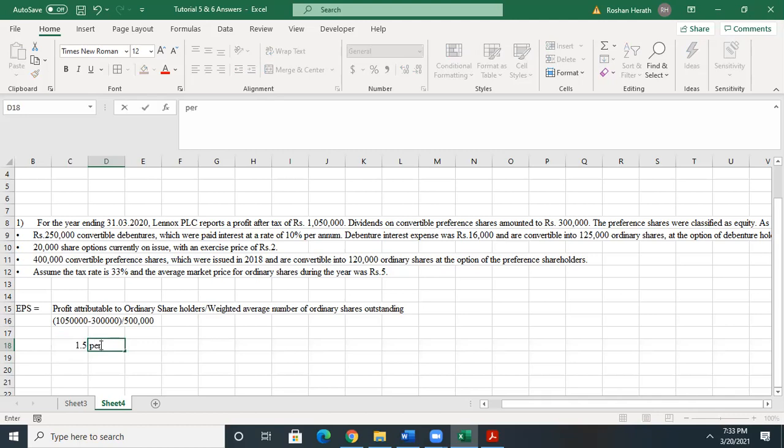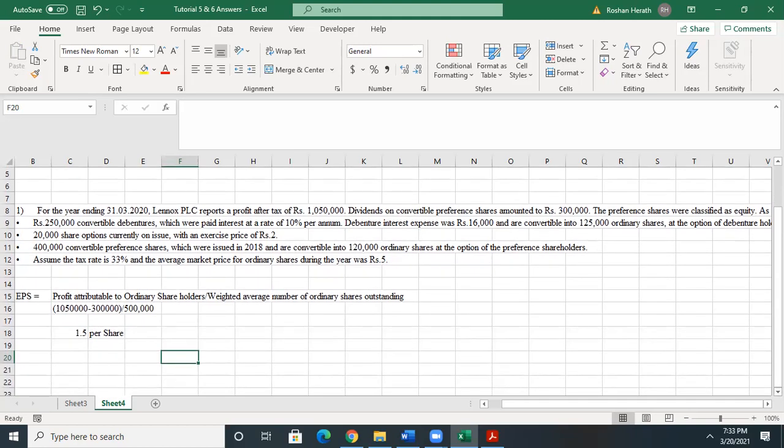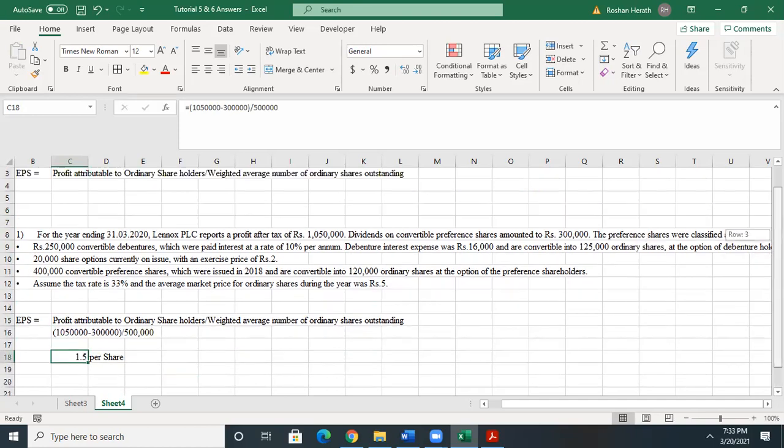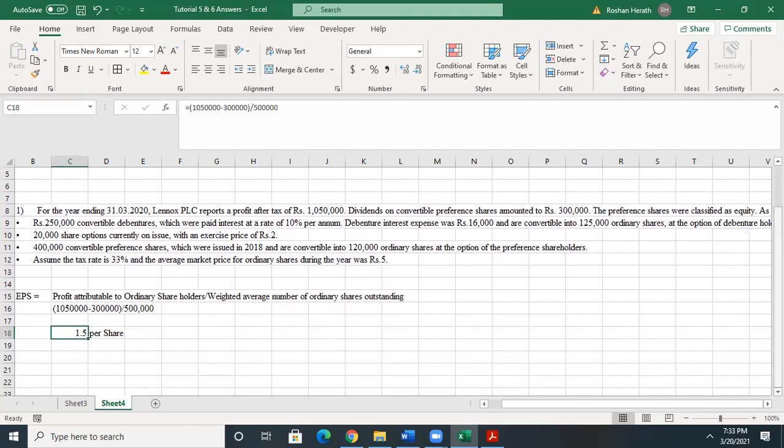rupees 1.5 per share. You can see the earnings per share is rupees 1.5. For every one share, you are getting rupees 1.5. So it is the return that has been created, the earnings, right? So it's straightforward. Here the little tricky one is the diluted earnings per share. So let us now look at the diluted earnings per share, right?